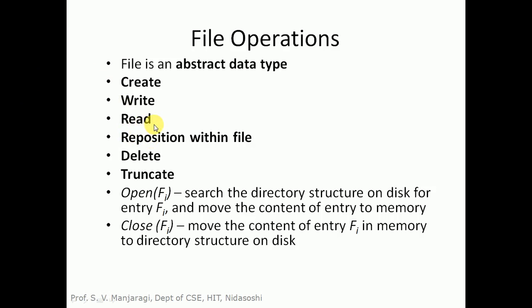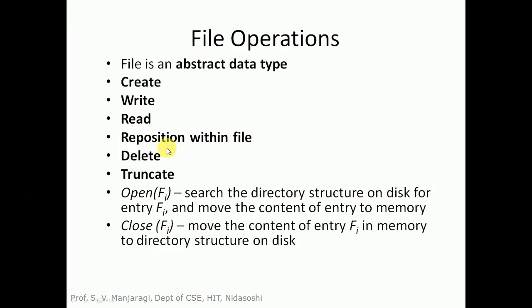If the file is opened for writing purposes, then a process or user can make modifications to the file with respect to the file pointer. The file pointer is basically giving the position within the file.